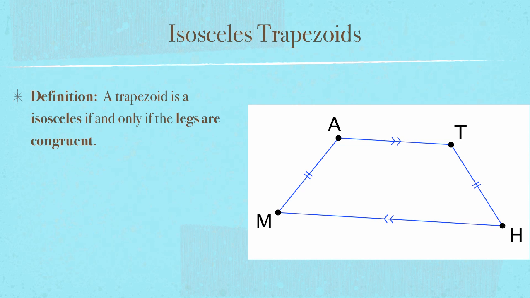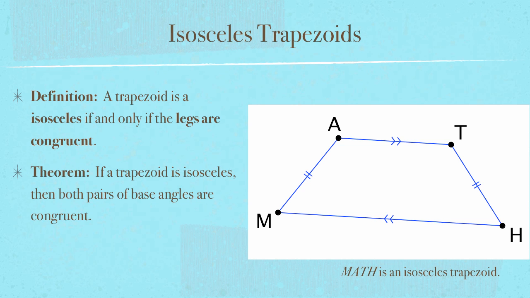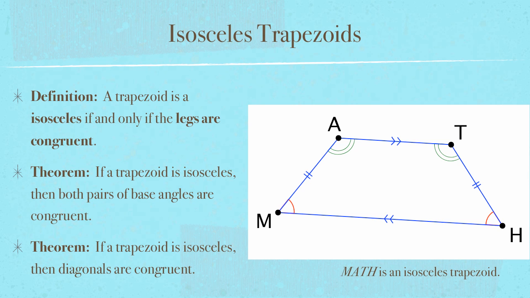A few theorems included with isosceles trapezoids. If MATH is an isosceles trapezoid, then both pairs of base angles are congruent. And so that tells me that M is congruent to H and A is congruent to T. Another theorem associated with only isosceles trapezoids is if it's isosceles, then the diagonals are congruent.